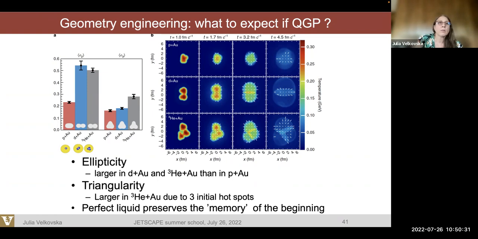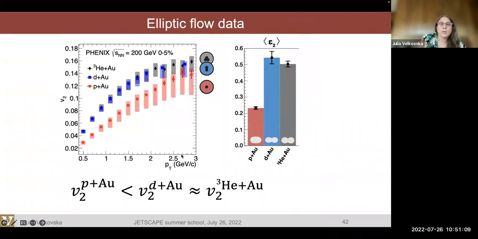So if you look at the eccentricities from the Glauber model, which are shown here, you expect that if you measure the elliptic flow, you will see a small elliptic flow for p-gold and larger for d-gold and helium-3-gold. And on the other hand, if you look at the third harmonic, because helium-3 has three nucleons and intrinsic triangle shape, you would see somewhat larger third harmonic in helium-3-gold compared to p-gold and d-gold. And this is indeed what was seen in the measurement.